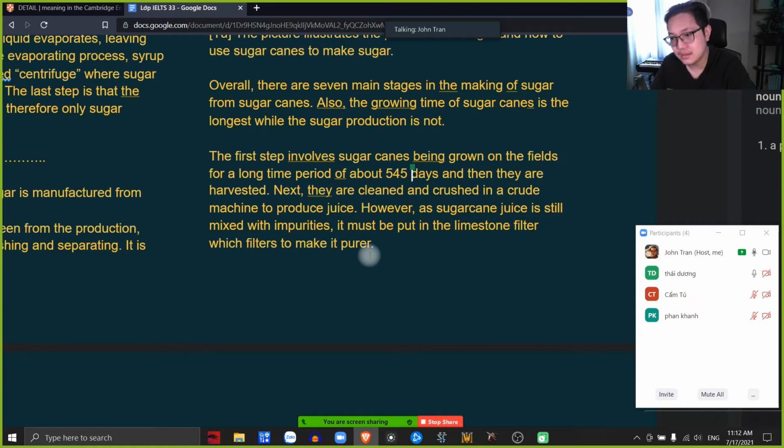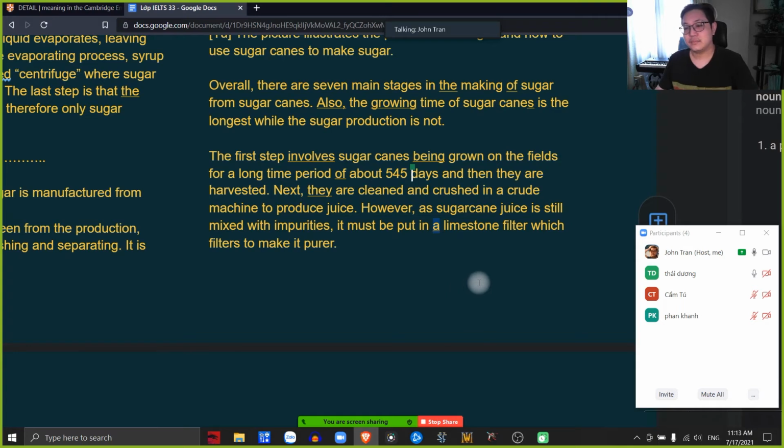It must be put in the limestone filter, which filters to make it pure. You mentioned the filter for the first time. Use a, not the. Use the indefinite article a when you mention something for the first time.